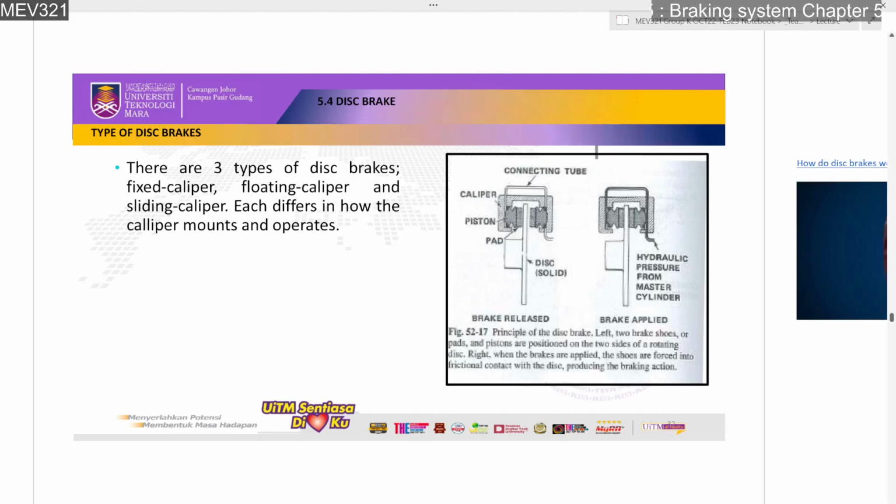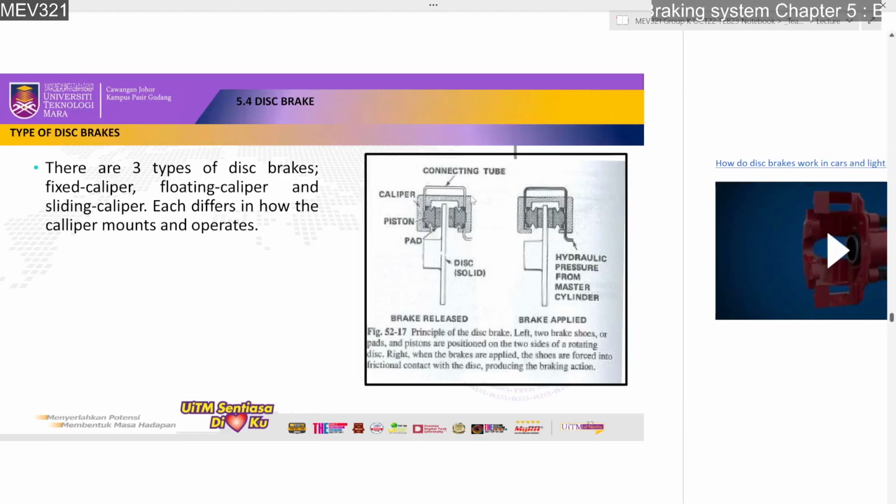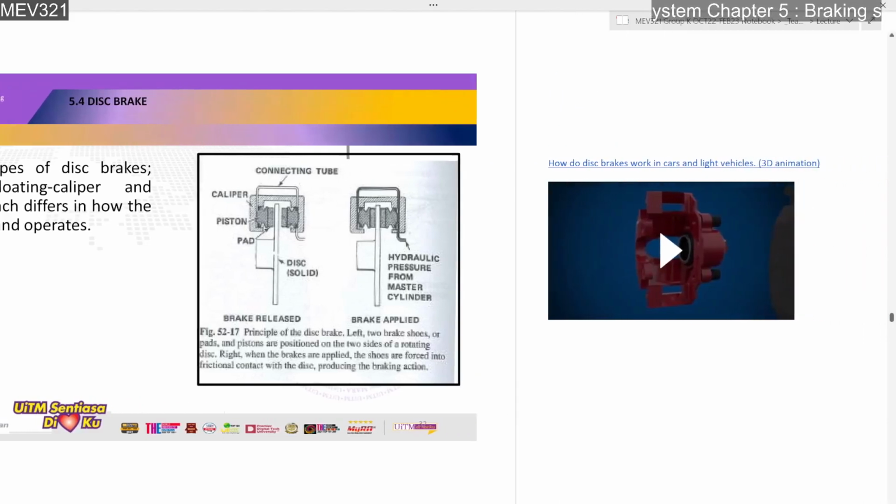Okay, setiap bezanya nanti kita tengok, sebab nama dia sendiri pun kita tahu bila fixed ni yang tak bergerak lah, dia maintain position dia. Floating ni yang dia akan ikut pergerakan, and then sliding caliper ni dia lebih kurang macam floating, cumanya dia ada berbeza sikit dari segi guide dia, tak ada pin. Okay, so kita tengok macam mana dalam video ni, apa dia fixed caliper, apa dia floating caliper. Okay, so ni video pertama mengenai disc brake. Kita tengok dulu apa yang dia cerita ni.